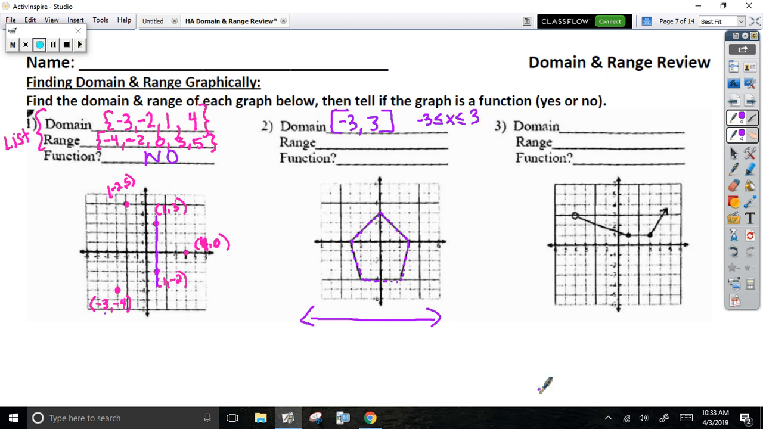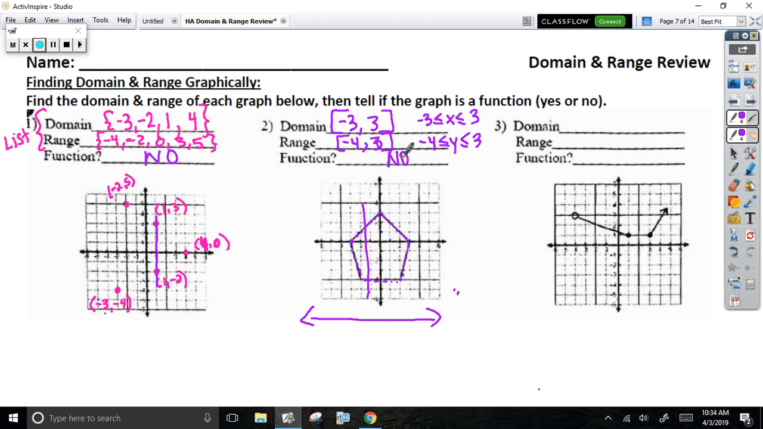All right, now our range, the smallest it ever gets is -1, -2, -3, -4. Bracket -4. Highest it ever gets is 1, 2, 3. It actually touches at 3, so again a bracket. If you're doing inequalities, that would be -4 is less than or equal to y is less than or equal to 3. Use x for domain and y for range. Is that a function? Does it pass the vertical line test? No, it would fail the vertical line test multiple times.